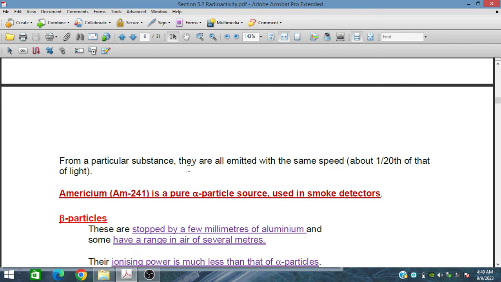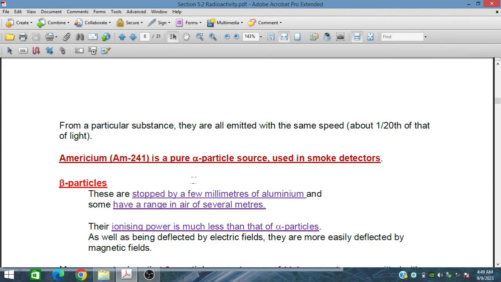For a particular substance, they are all emitted at the same speed, about 1/20th of that of light. So americium is a pure alpha particle source. Americium 241 is a pure alpha particle source used in smoke detectors.